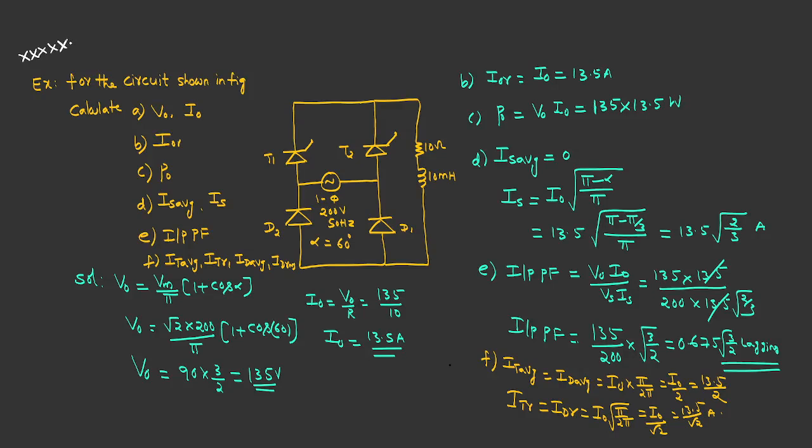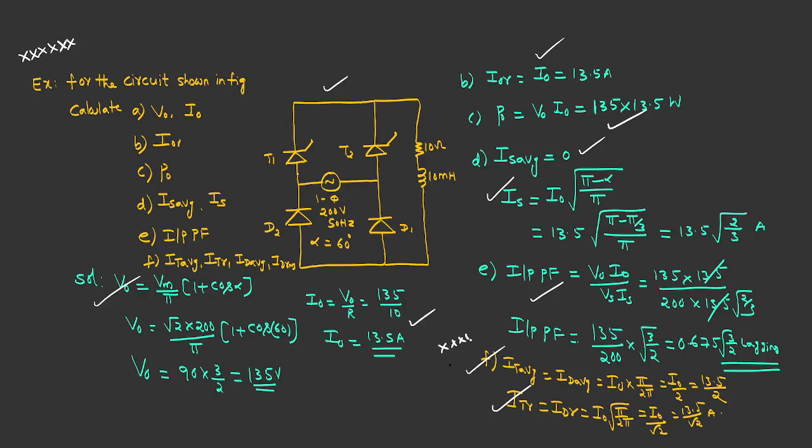Based on the analysis formulas I have given, we can expect this problem. You have to find the average output voltage. This is a semi-converter with two thyristors and two diodes. If it asks for the average load current, I naught equals V naught by R. What is the RMS output current? It is continuous mode, so RMS output current equals average load current. What is the output power, students? V naught into I naught. Average source current is 0. What is the RMS source current? I naught into square root of (pi minus alpha) by pi. Then input power factor, average thyristor current, and RMS thyristor current, because it is a symmetrical semi-converter.